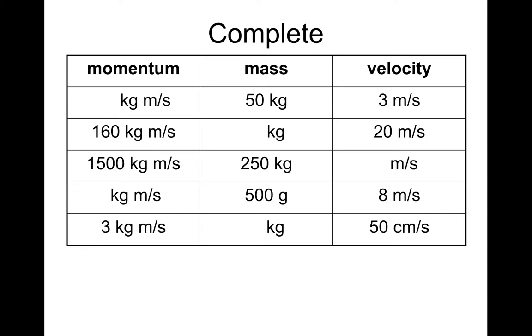So the first one, momentum is mv, remember. So 50 times 3, so that should be 150 kilogram meters per second. The second one, so number 2, I'm just going to put some working out at the bottom. So P equals mv, so that'd be 160 for the momentum, is equal to the mass, which we'll call m, times the velocity of 20. So to get rid of the times 20, we need to divide by 20. So 160 divided by 20 is simply 8 kilograms.